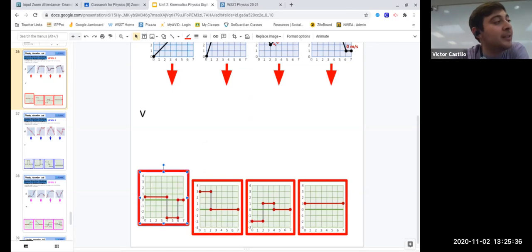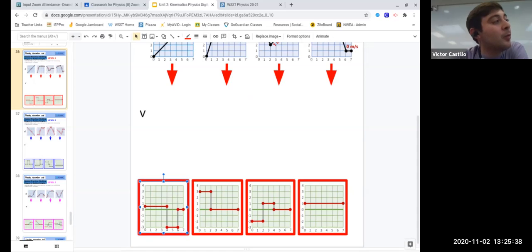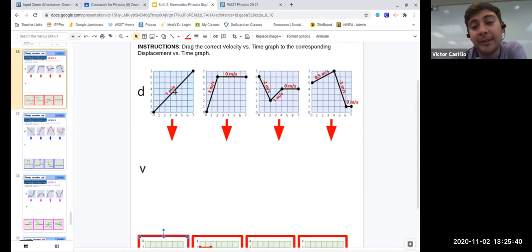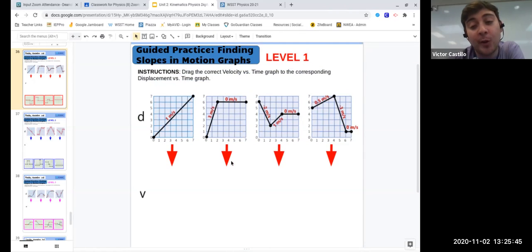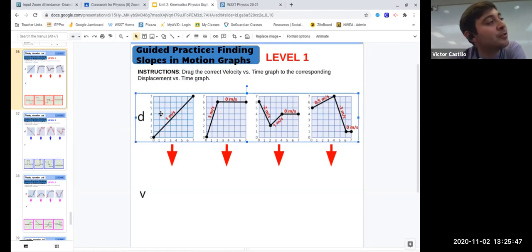Now I want you to find which of these graphs will go with the correct displacement graph. For example, you need to pay attention to the slope. So look at this first one right here. The slope of this graph is just 1 meter per second. It didn't change. It's just 1 meter per second throughout the whole entire time.